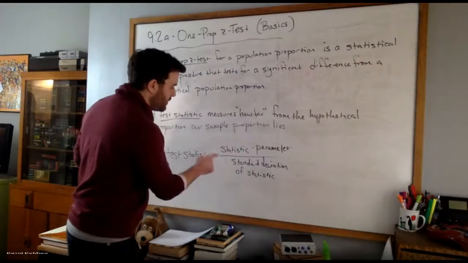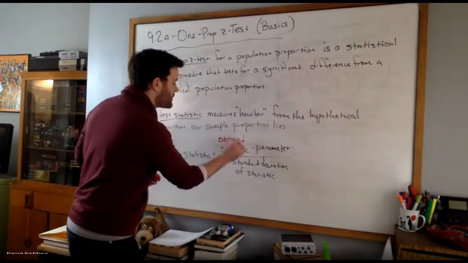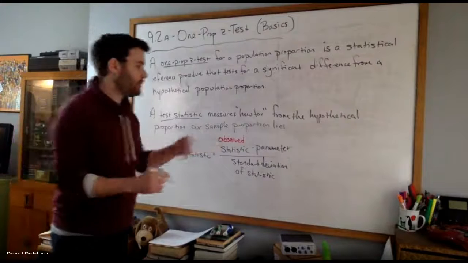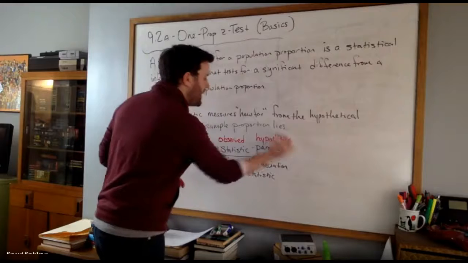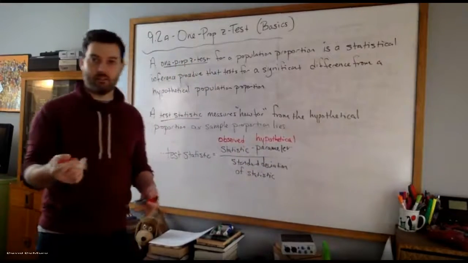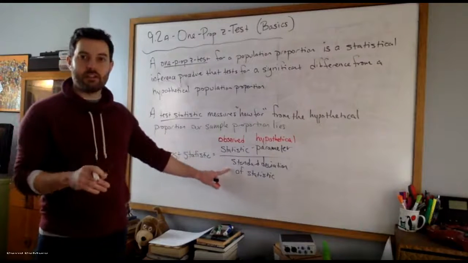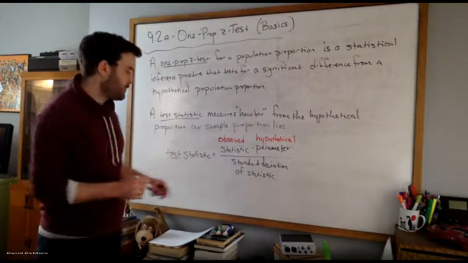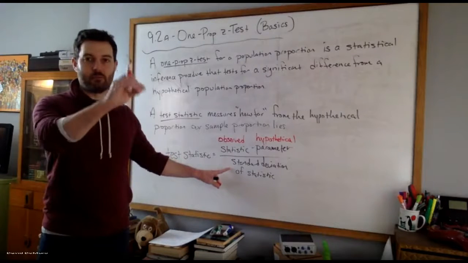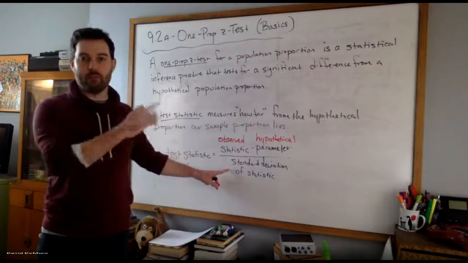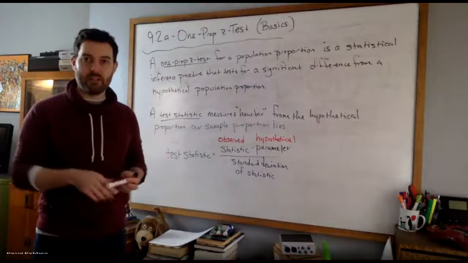So an important thing to know here is that the statistic is what is observed. That's what we got from our sample. The parameter is hypothetical, and that comes from the null hypothesis of what we assume the parameter to be. The standard deviation of the statistic is the standard deviation of the sampling distribution, and that'll either be the square root of p times 1 minus p over n, or sigma over square root n, or s over square root n if we're working with means. We're going to get to means later on.